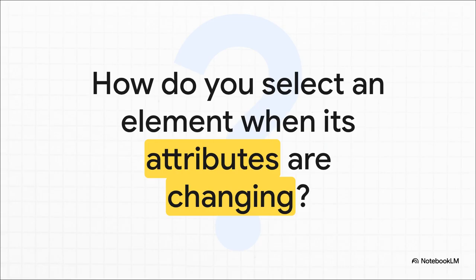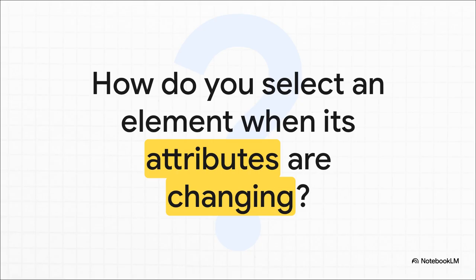Okay, so picture this. You're writing an automation script, and you hit that wall. We've all been there. The element you need to interact with has dynamic attributes. You know, the ID, the class, maybe even the value. It's different every single time the page loads. It is a super common problem, and it makes our scripts so fragile.